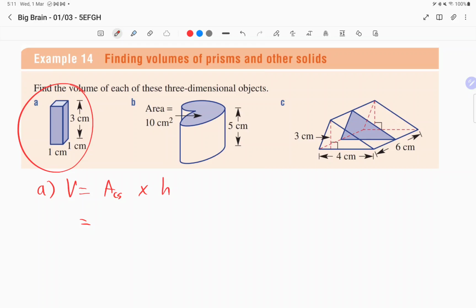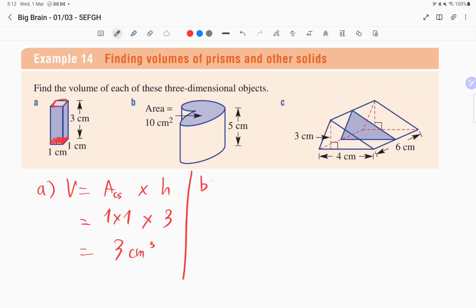Square, correct. What's the area of that square? For this shape here, it will be this square here, and note that it will always be the same. So the top will be the same as the bottom, which is 1, correct? It's just 1 times 1, and then times the height, which is 3. So that will just be 3 centimeters cubed. Okay, make sense? Yeah. Now, question B.